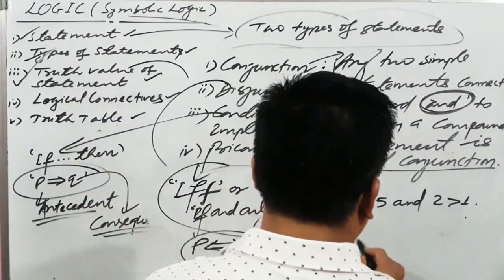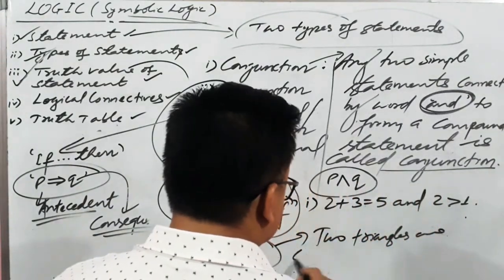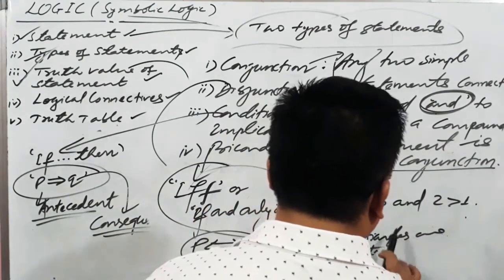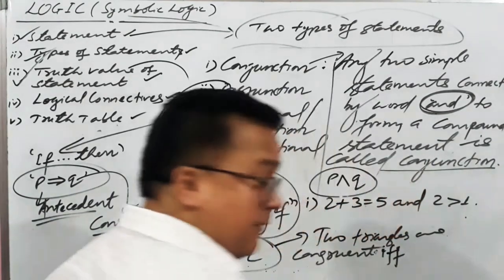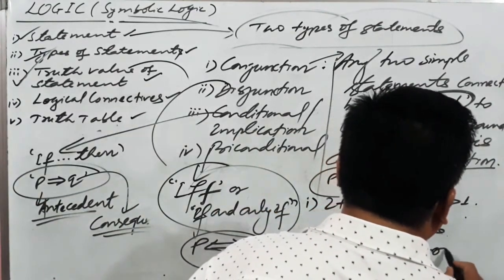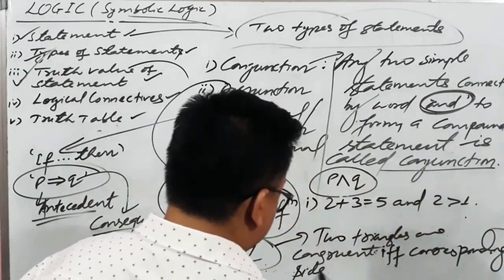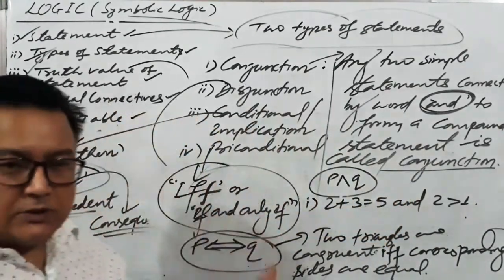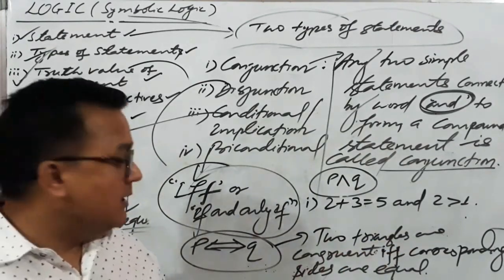Two triangles are congruent if and only if corresponding sides are equal. I've taken two statements. Two triangles are congruent if and only if corresponding sides are equal. What is the meaning of this one?